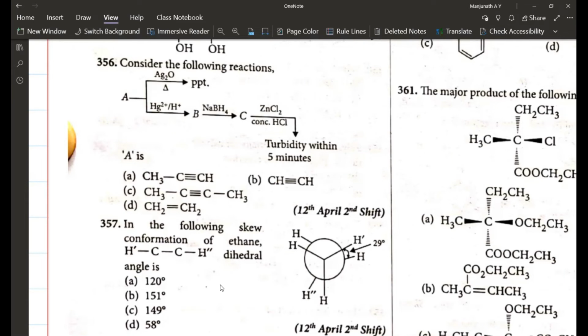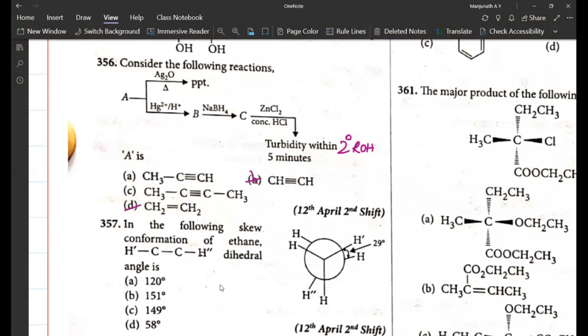Yes, what should happen with Hg2 plus, NaBH4, ZnCl2, then turbidity within 5 minutes. What does this turbidity within 5 minutes mean? It should be a secondary alcohol. In no way have they indicated the number of carbons here. So secondary alcohol means it should be at least 3 carbons. So D and B are ruled out. Correct?